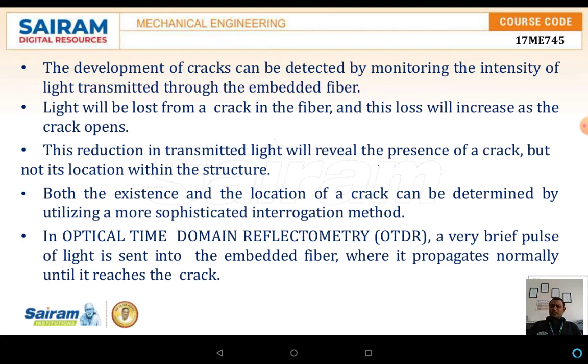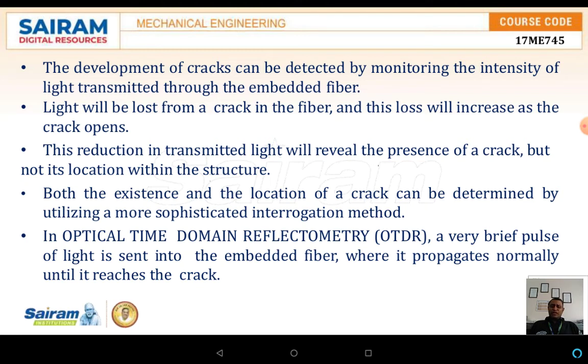This reduction in the transmission of light will reveal the presence of the crack, but the main problem with respect to this is the location of the crack. Identification of the crack at a particular area is very difficult in the structure. Both the existence as well as the location of the crack can be determined by utilizing a more sophisticated interrogation method. This method is nothing but optical time domain reflectometry, OTDR.